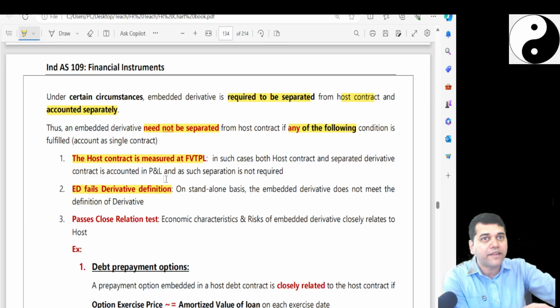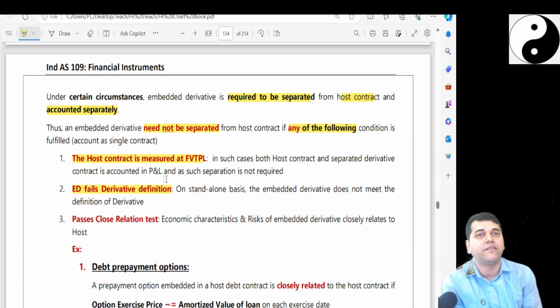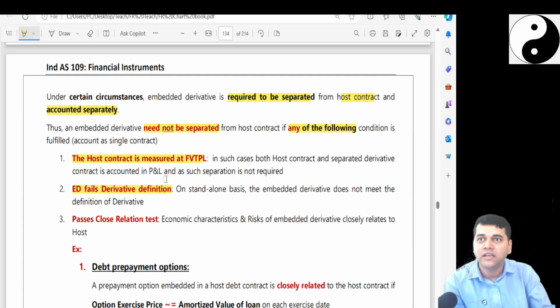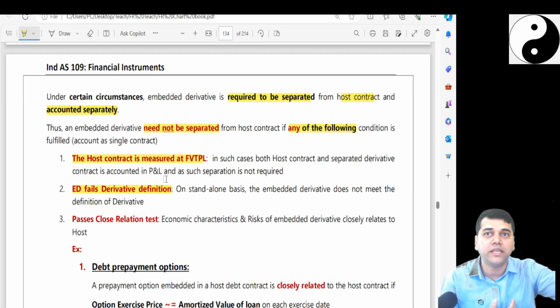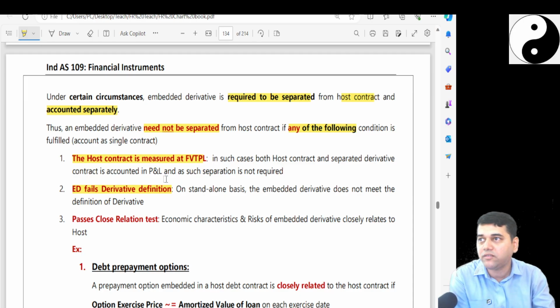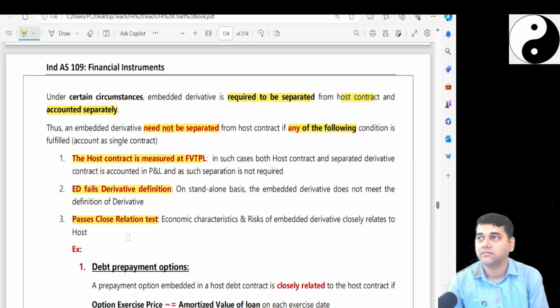Second, the embedded derivative fails the definition of a derivative. You are calling it a derivative, but it is not in reality a derivative. That means either future settlement has failed, or you have paid the upfront amount in full, or it does not have that underlying. Whatever it is, if one of the three definition tests has failed, then there is no question of separation. The third, it passes the close relationship test.